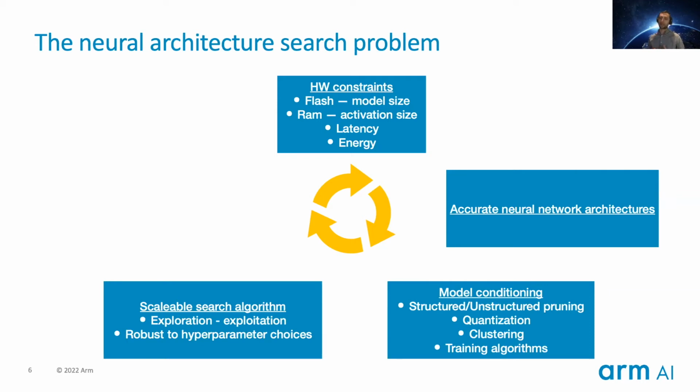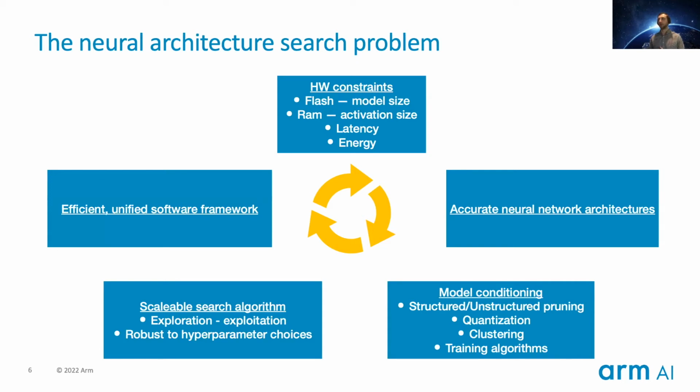And lastly, the search algorithm should be robust to hyperparameter choices. This is because the actual search process is very computationally and time intensive. It can take weeks or months to run, and so we simply can't afford to spend lots of time tuning hyperparameters for the search algorithm itself. And then lastly, all 4 of these pieces need to be implemented in an efficient unified software framework that's able to conduct the search in a very efficient way.